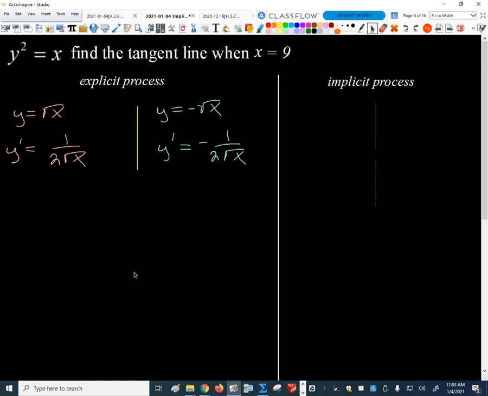Now notice in the red column here, y is defined as the square root of x. So would you agree that that's a y right there, isn't it? That part right there is just a y. So I could write my answer as y prime equals 1/2y.